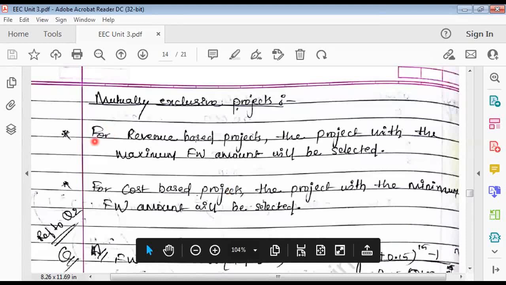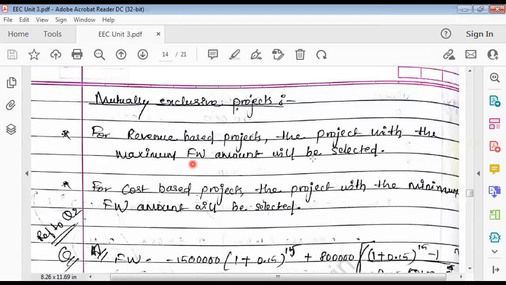And it says for revenue based project, the project with the maximum FW amount will be selected. It was for present worth, here it was only NPW. The rest of the statement was absolutely same. Only thing different we are doing in the statement is we are writing FW instead of NPW. So for revenue based project, the project with the maximum FW amount should be selected.